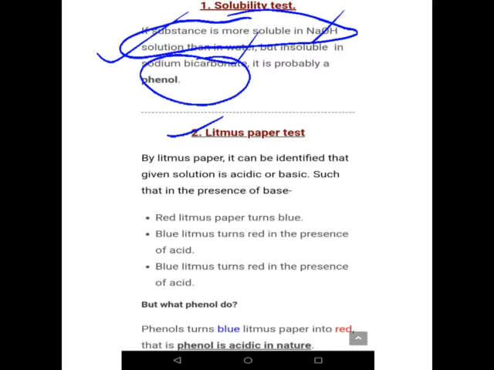In the last lecture we have seen that phenol is acidic, more acidic as compared to alcohol. So in the litmus paper test, the litmus paper must show that the given sample is acidic. Why? Because phenol is acidic. If litmus paper tells it is basic or neutral, the given sample is not phenol. It is phenol when the litmus paper gives the acidic result.